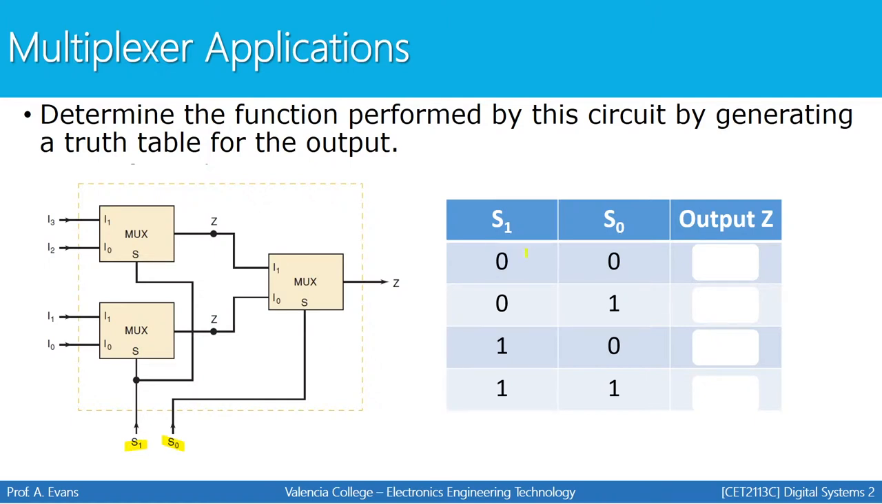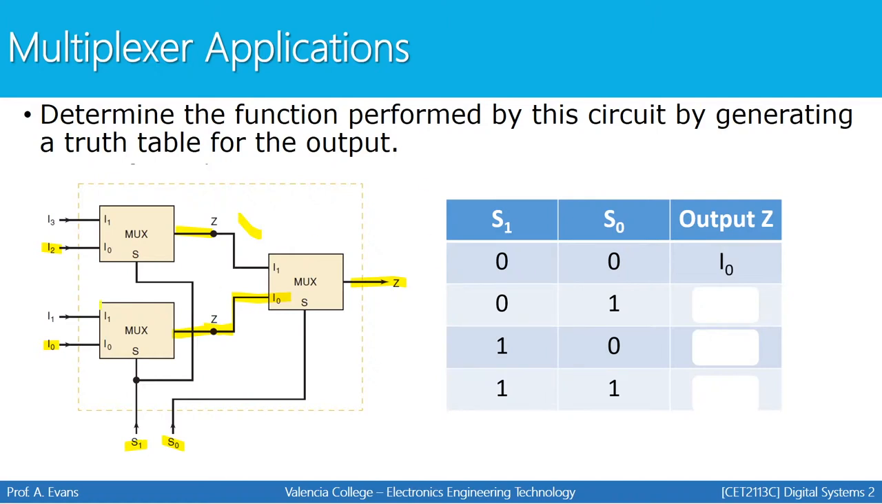Let's start with the first case, S1 and S0. Let's say they're both 0. If S1 is a 0, that means I0 is going to come out of this mux. And I2 is going to come out of this mux. Now, so we have I2 going in here and I0 going in here. If S0 is also a 0, that means that this input is the final output to Z, which means I0 is going to pass to the output.